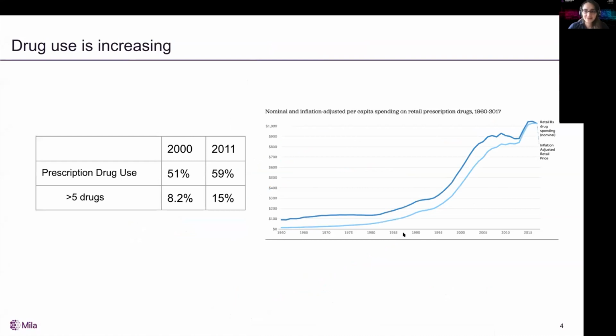And I'll give a short introduction about why this problem is very important. So prescription drug use has increased by 8% during these 10 years. But more importantly, the number of people who are taking more than 5 drugs at the same time has also been increasing quite steadily. And we can see that in only the last 15 years, how much we spent per drug has doubled.